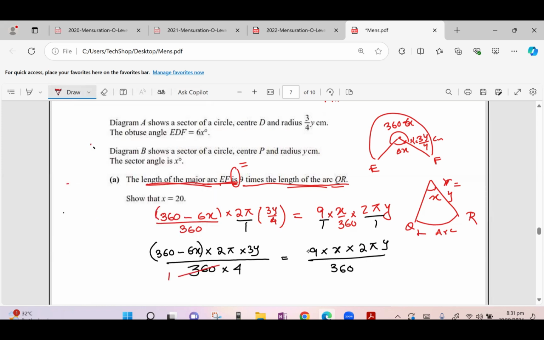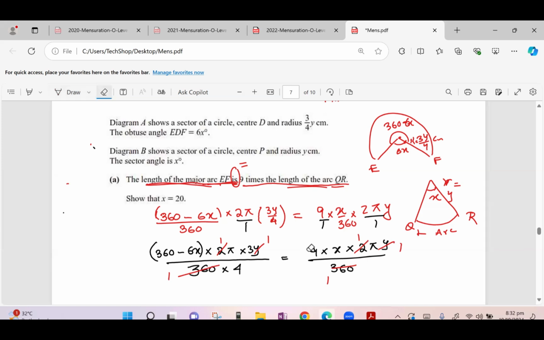So you can cancel out 360 on the 360. This way you can cancel. 2 on the 2 and 2 on the 2 here. y on the y, y on the y here. Any confusion? How are you canceling the 360?